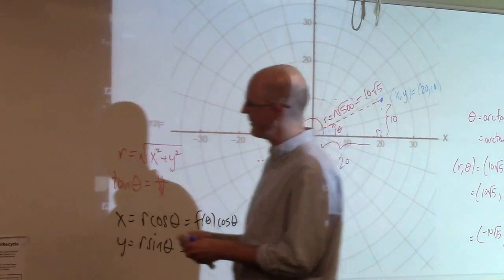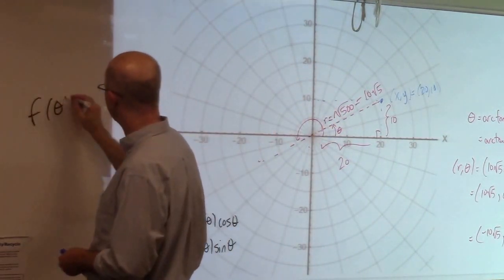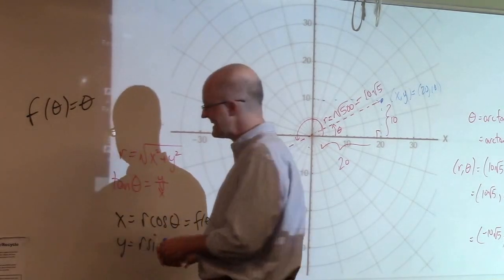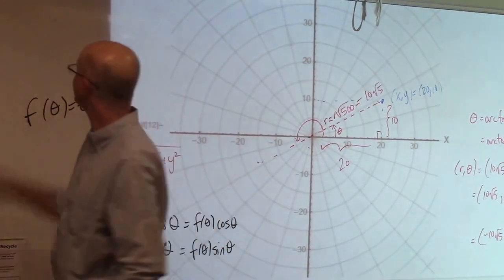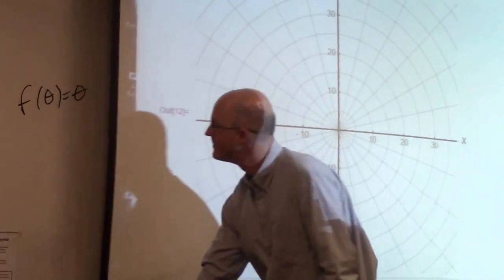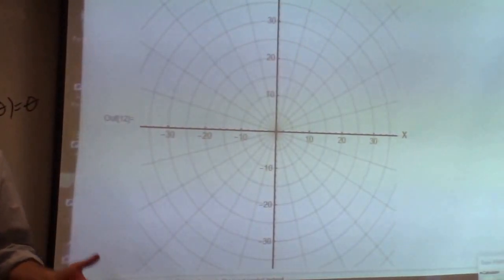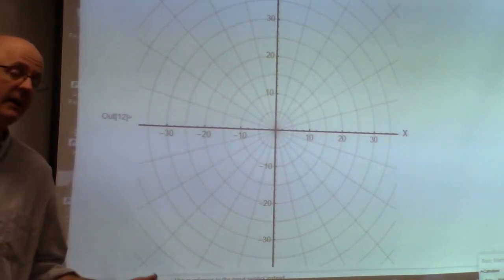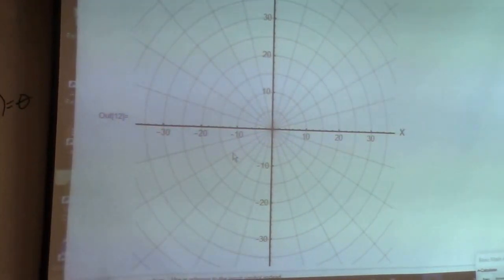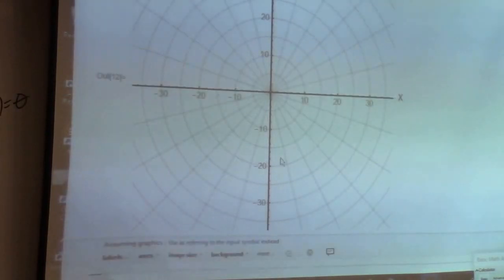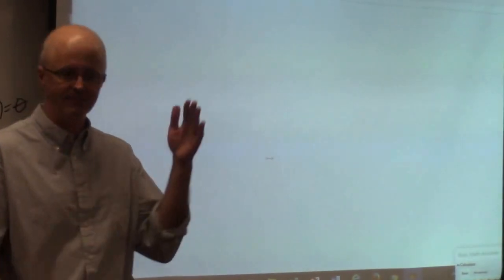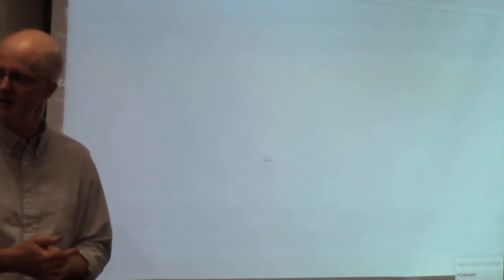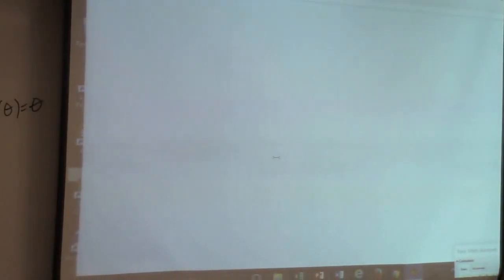I will take the time to graph it for an example. We'll take a simple example, f of theta equals theta, and see what the graph looks like in Mathematica. It plots all the points in the plane whose polar coordinates are equal to each other. Since r equals f of theta and f of theta is theta, the polar coordinates will be equal to each other. They have different measurement units. The theta would be in radians, the r would be in length units, meters or centimeters or whatever, but their numerical values would be the same.